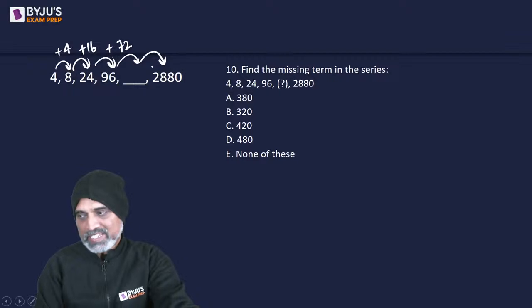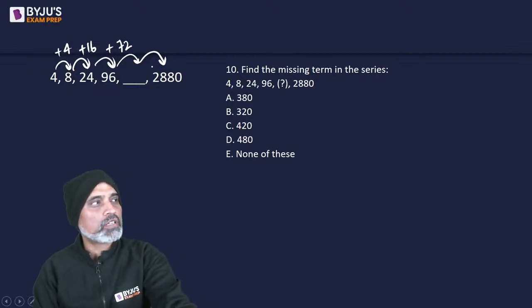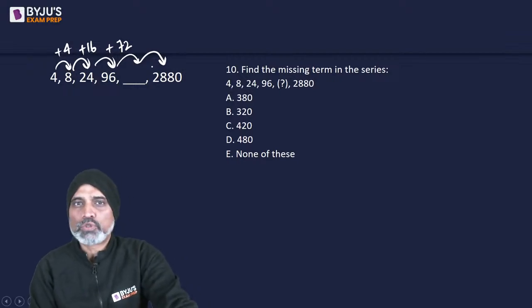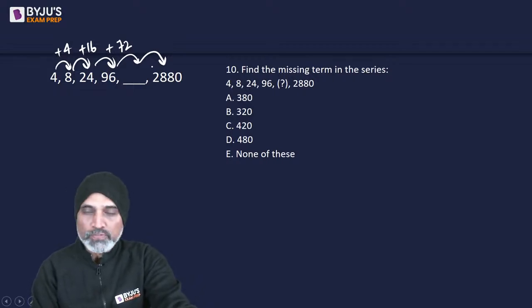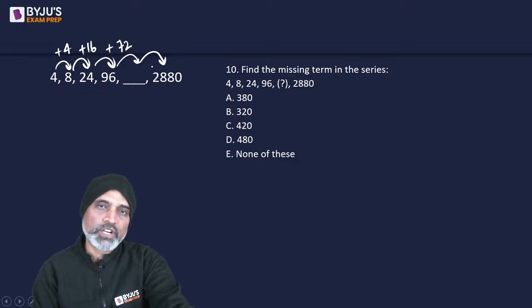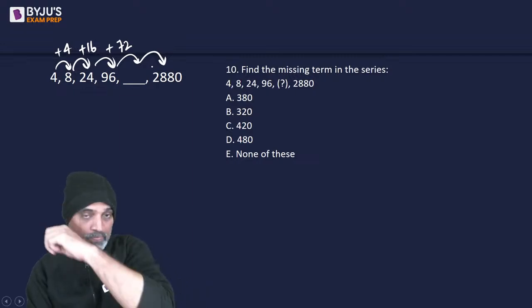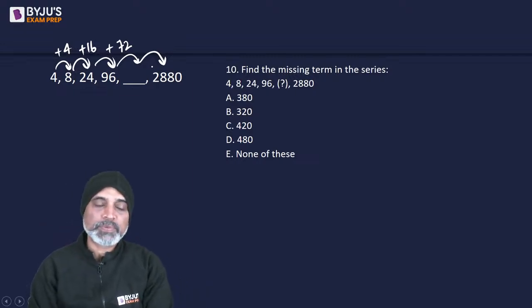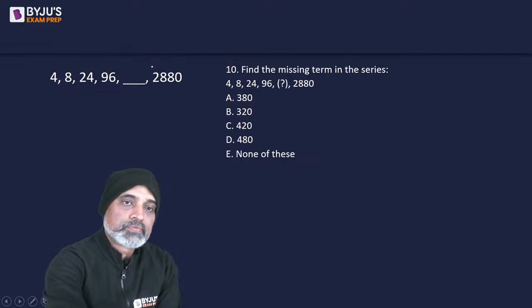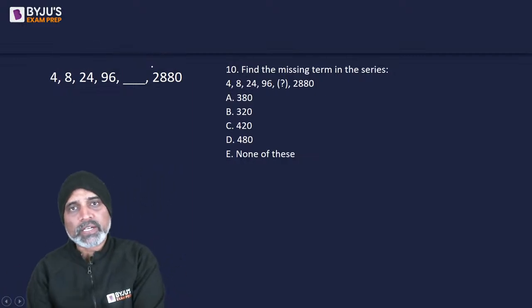Now 4 and 16, it makes sense. 4 and 16, they're like 2 square and 4 square. But 72 is not a perfect square. What if I say 4 is 4 into 1, 16 is 4 into 4, 72 is 4 into 18. That's a random change, right? So difference will be a difficult one.